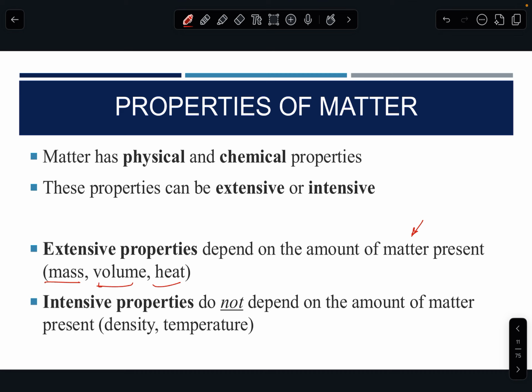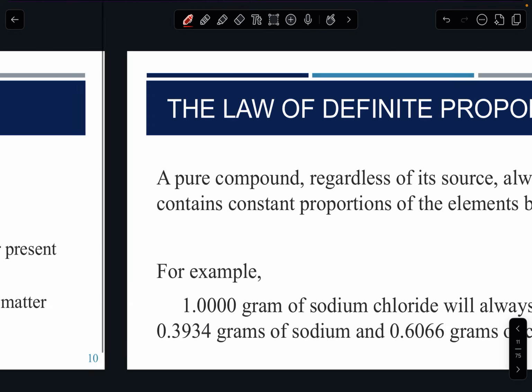An intensive property does not depend on the amount of matter present. So that's going to be something that is inherent to that species that we're looking at. And keep in mind that heat and temperature are different. We haven't gotten into that yet, so I'll skip over it for now, but they are indeed different.